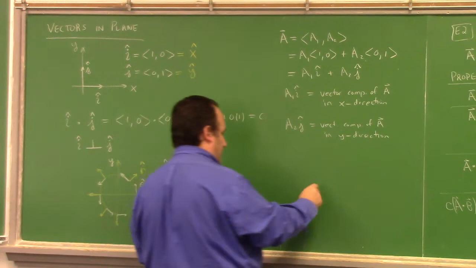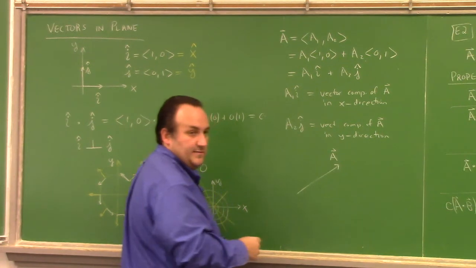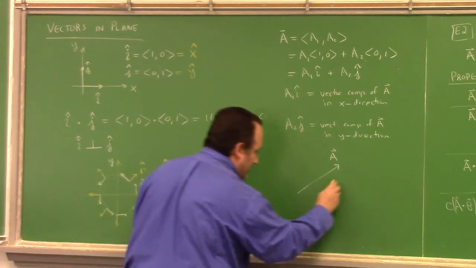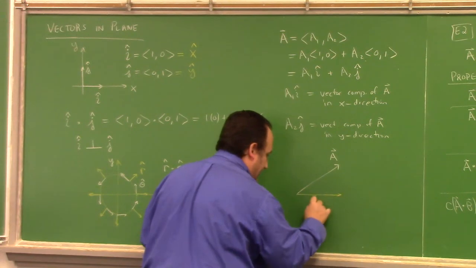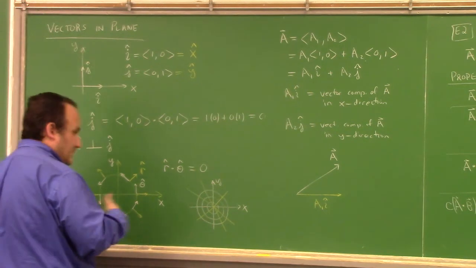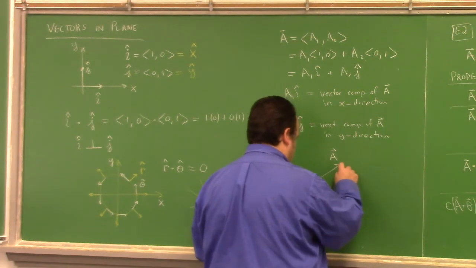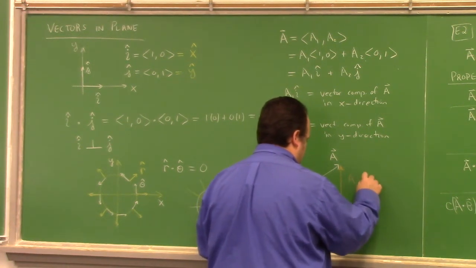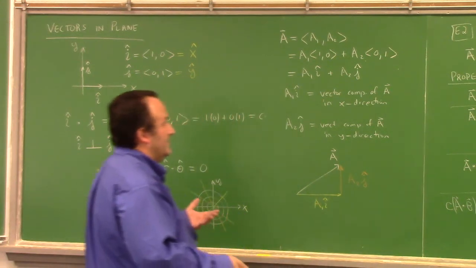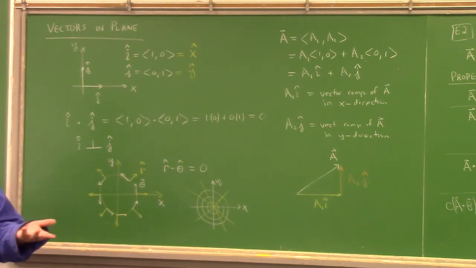And just to finish the story here, if this is A, here's the vector component in the x direction, A1 i hat, and here's the other one, A2 j hat. And so a vector is literally the sum of its vector components. I couldn't say the same for scalar components, because when you add numbers together, you don't get a vector. These are objects of different type.